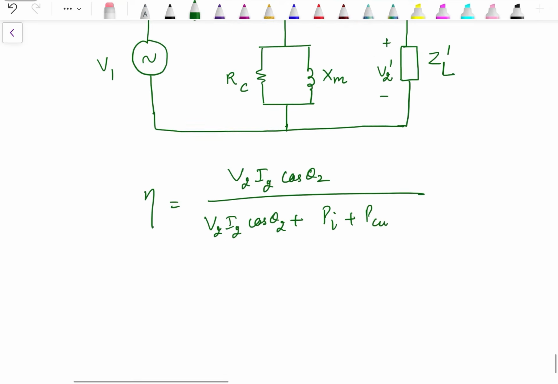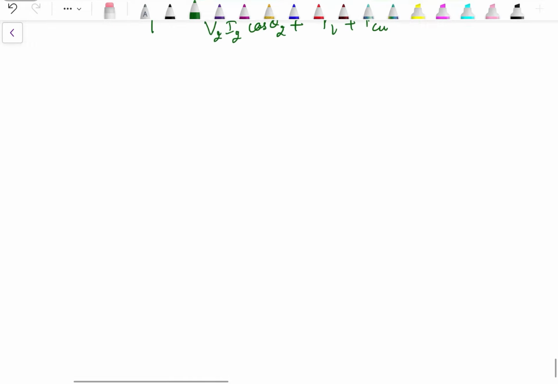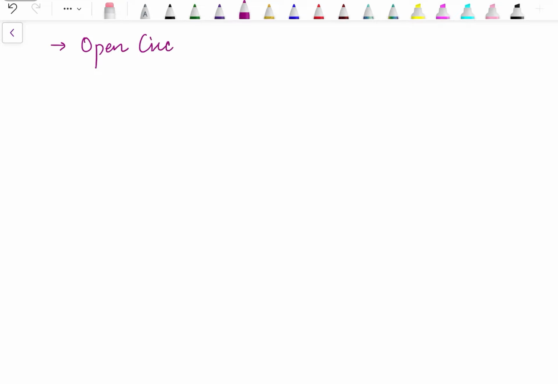Now, for finding out the equivalent circuit parameters and the losses, we need to conduct two different tests on the transformer. First one is open circuit test, which is also known as no load test. The second one is short circuit test.